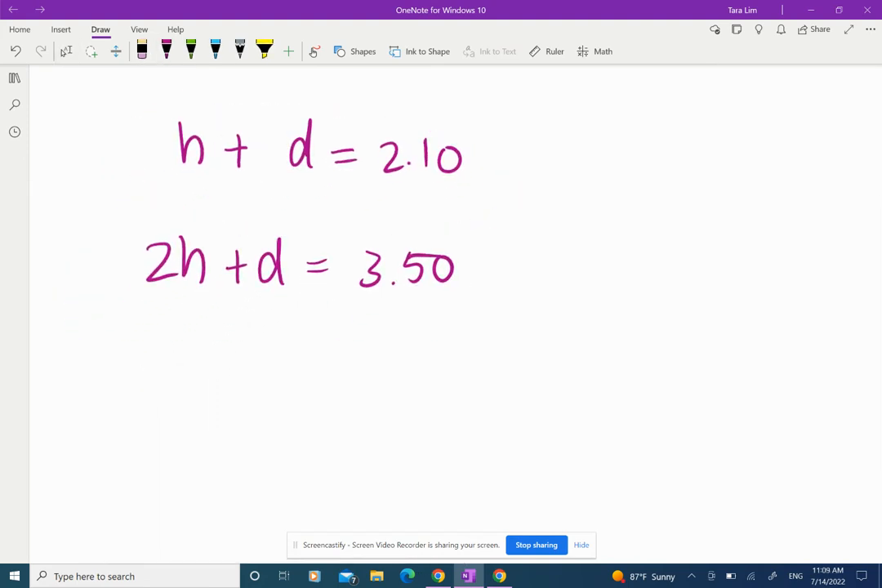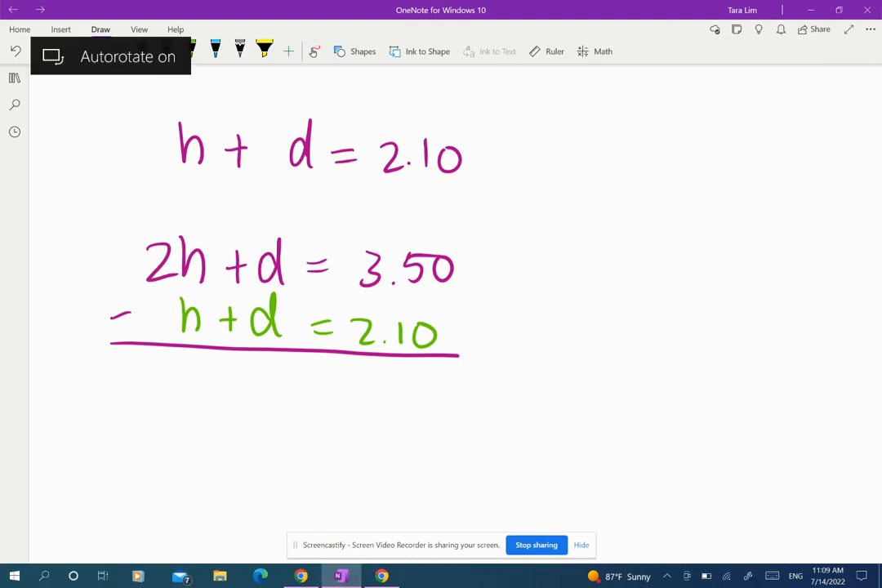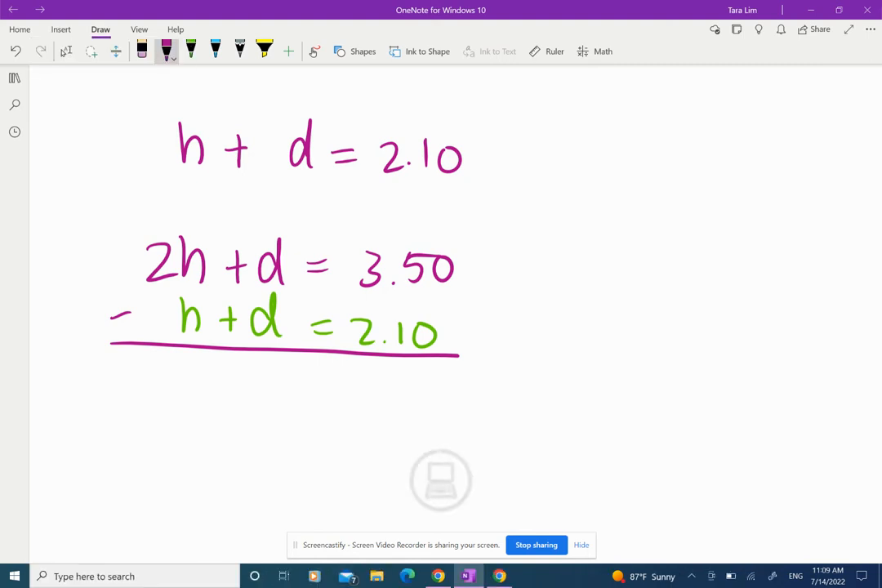So let's say I'll use another color. So I'll use H plus D is equal to 2.10. So I put the whole equation down here, and then I just minus it. So again, in the ACT math section, you are free to use your calculator. That's the good thing about the ACT math questions. So if you're a lazy person, you can always use your calculator. Let me just get my calculator. Okay, so now I have my calculator.